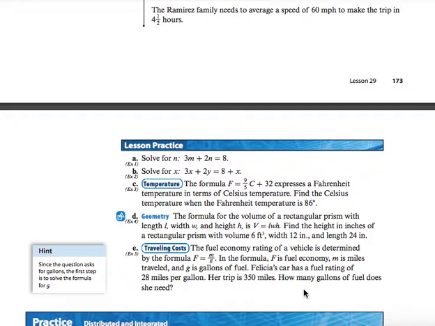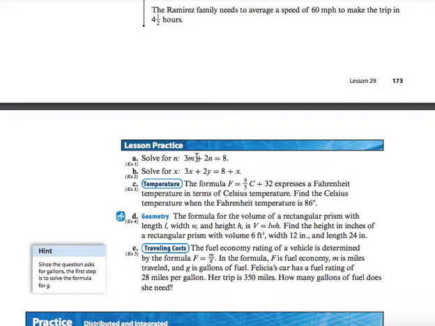Now you plug in what you know and solve for the number of gallons. So the miles she traveled is 350. That goes in the numerator. 350 is going to be divided by her fuel rate, which is 28 miles per gallon. So 350 divided by 28, you're going to figure that out to be 12.5 gallons.